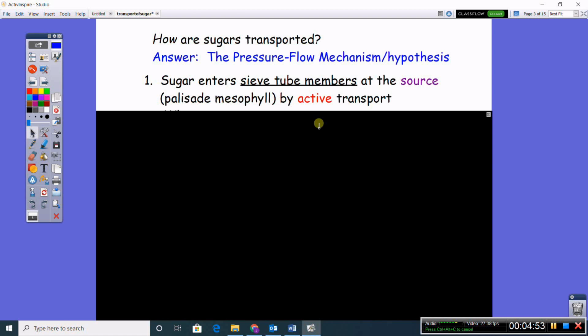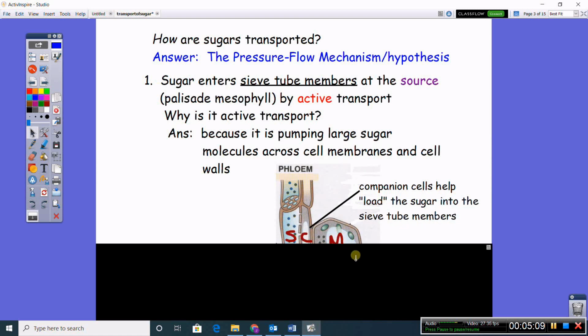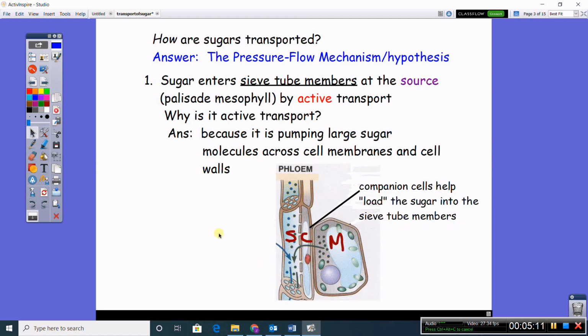So sugar enters sieve tube members. Remember, those are the main transporting cells for sugars, at the source. So if you think about where in the plant sugars would be getting made, that's mainly going to be in the leaves. And the palisade mesophyll is just one of those parts of a leaf. Why is it active transport? Because it's pumping large sugar molecules across the cell membranes and cell walls.